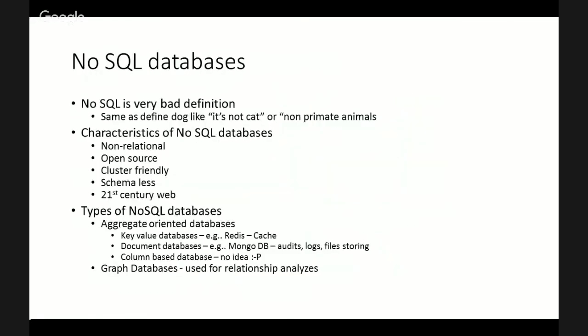Maybe I will do it the opposite way. "NoSQL databases" is a really bad definition. It's like defining a dog as something that's not a cat. But there is no better description. I saw a very nice description of NoSQL databases by characteristics: it's non-relational. Usually NoSQL databases are non-relational, usually they are open source, usually they are cluster friendly, and usually they are schemaless.